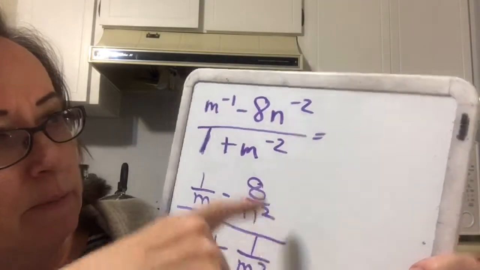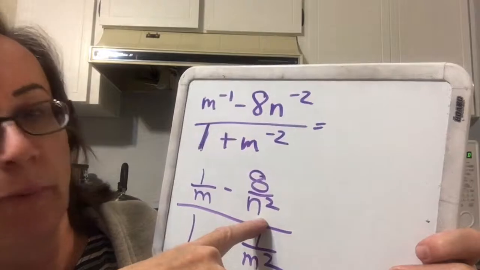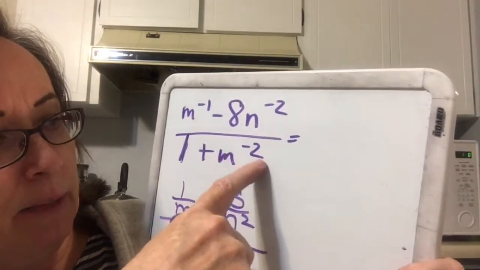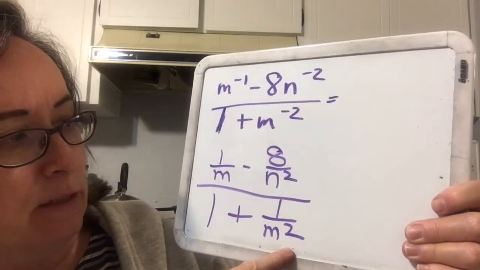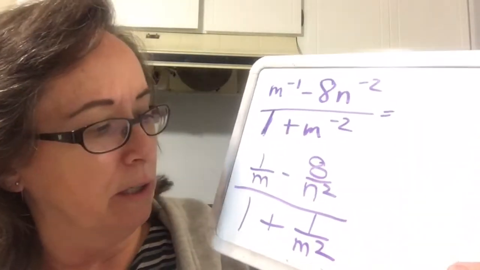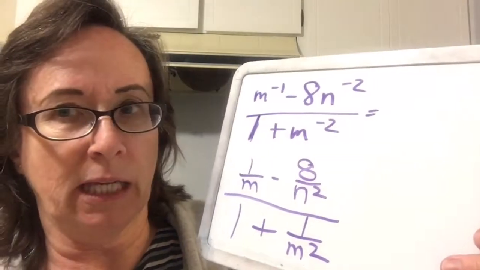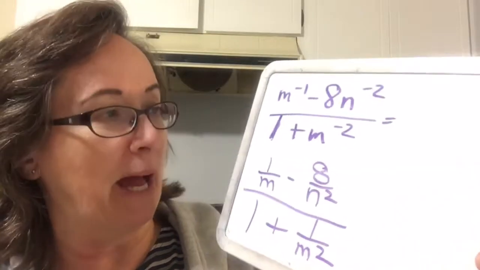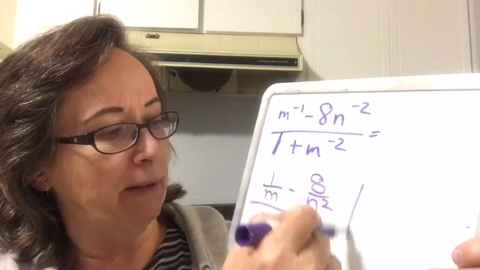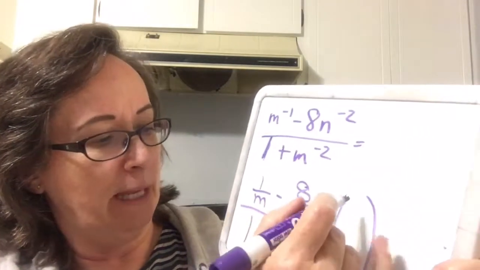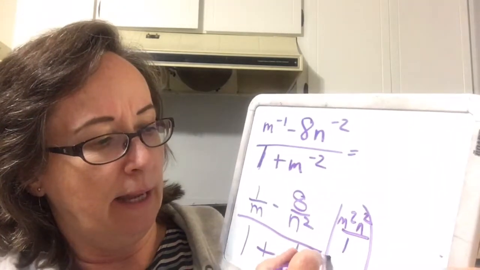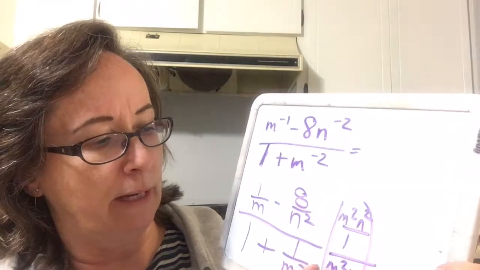Remember, the exponent only applies to the number or the variable directly preceding it. The 1 comes down and the m squared in the bottom is going to go here. So each one is just doing the reciprocal thingy right in its spot. So now what's going to happen is I'm going to multiply the whole thing by 1 in the form of m squared n squared on the top, and on the bottom m squared n squared.